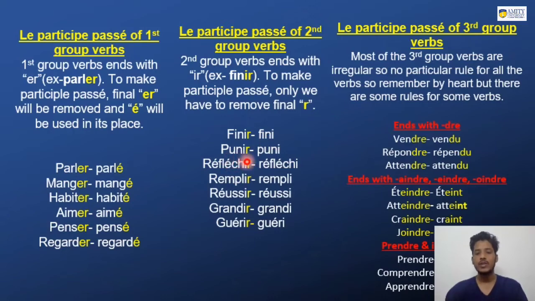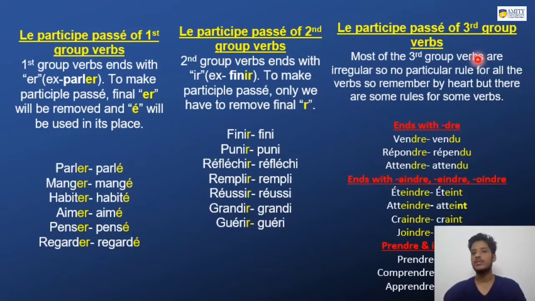Punir, what is the ending? R, remove r: P-U-N-I, puni. Réfléchir, r is removed: réfléchi. Remplir, rempli. Réussir, réussi. Grandir, grandi. Guérir, guéri. This is the way to make the participe passé of second group verbs.